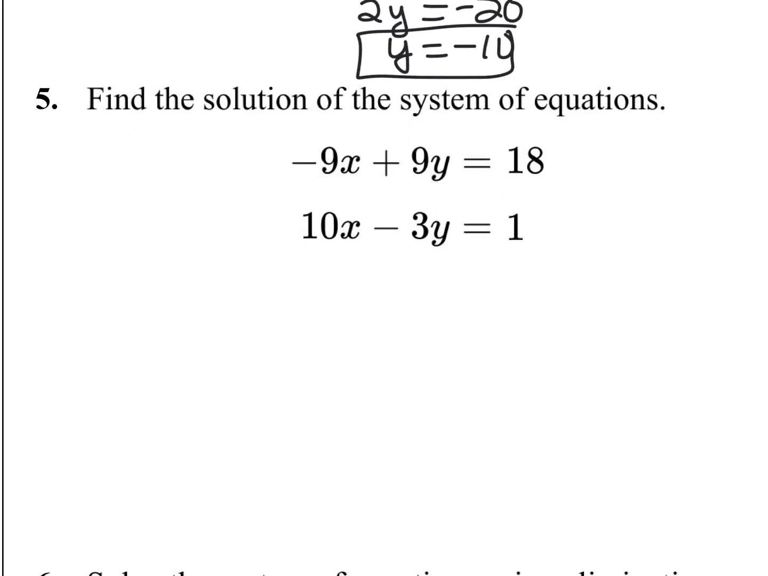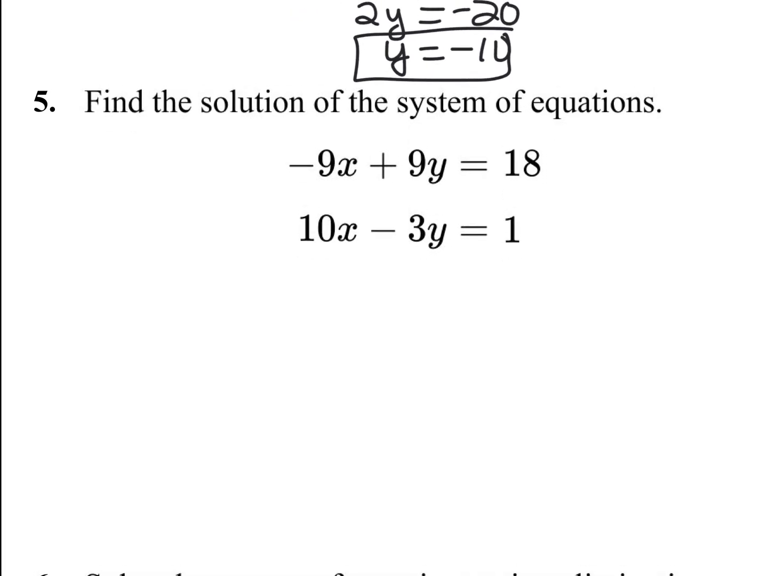All right, number 5, it's the same thing. It says find the system, so we're going to look, can I clear out my x's? No, I'm going to have to do something. Can I clear out my y's? No, I'd have to do something. I'm going to pick my y's, though, because I can just multiply this by 3, and I get -9y, which would cancel those out. So if I distribute, I'm going to get 30x minus 9y equals 3.